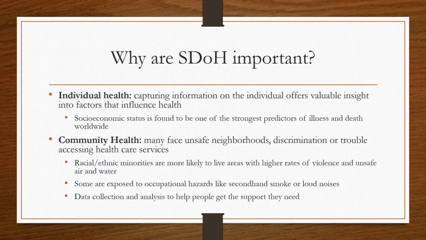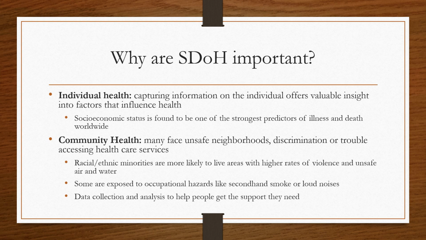Social determinants of health are important. They're important to individual health because they capture information on the individual, which offers a valuable insight into factors that influence health. Socioeconomic status is found to be one of the strongest predictors of illness and death worldwide.